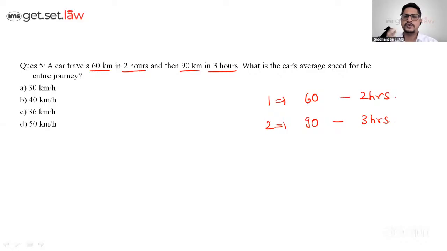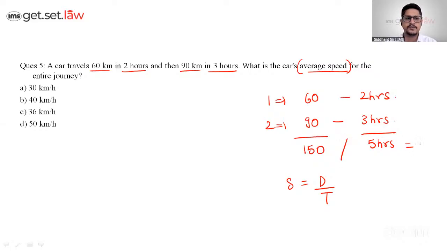Okay. So you tell me what is the total distance they traveled? The total distance traveled is 150 kilometers. And the time covered is 5 hours. So you tell me what is the car's average speed? Speed is equal to distance upon time, or distance is equal to speed into time, right? That is what it says. Speed is equal to distance upon time. That's the formula. So distance upon time would be 30 kilometers per hour. Let's see what's the answer.